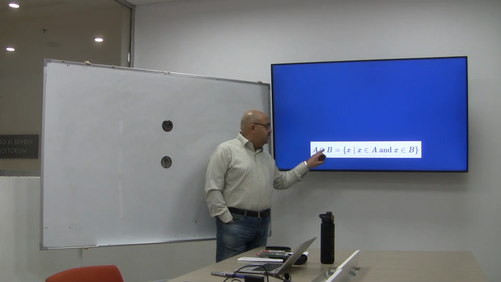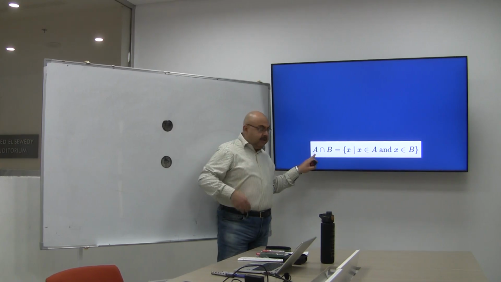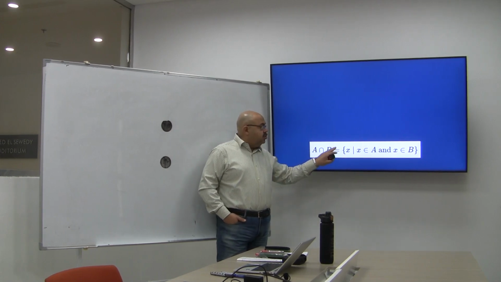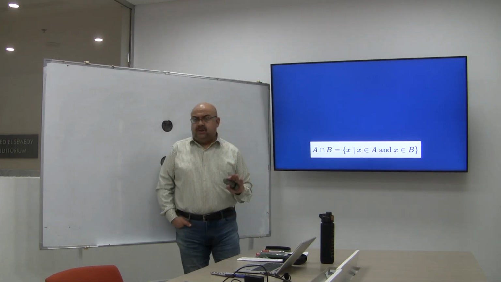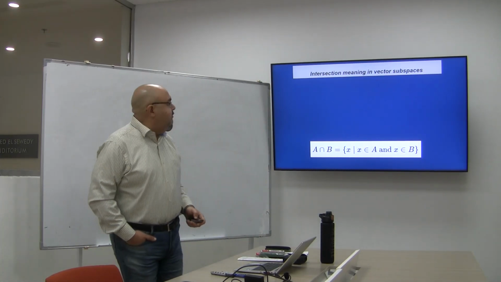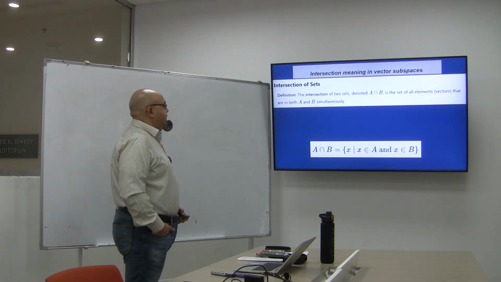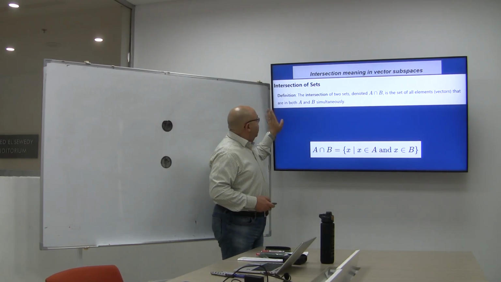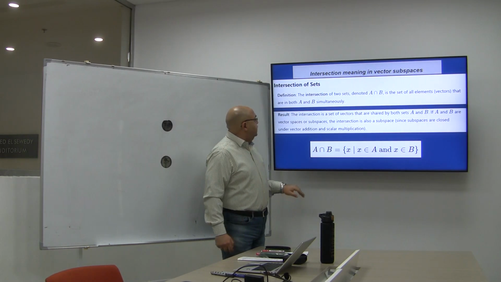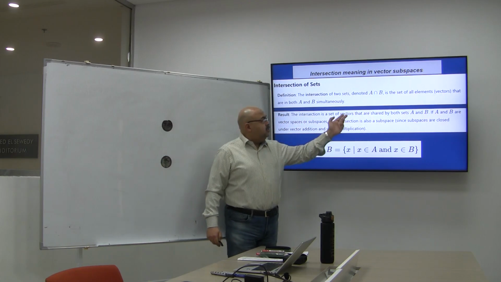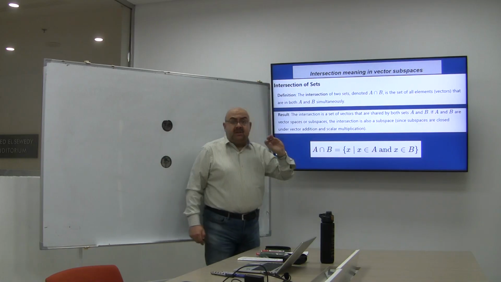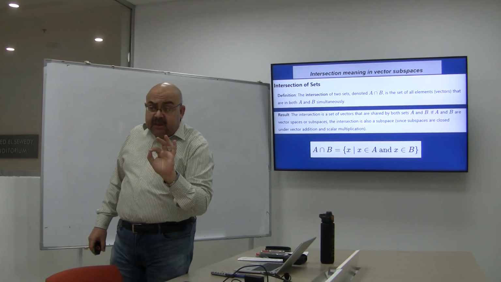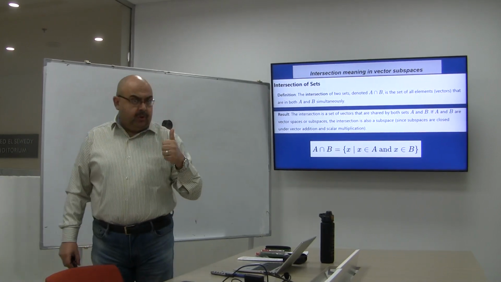Once we say A intersection B, A is supposed to be a subvector space and B a subvector space of a certain vector space. It represents all the elements shared between both of them, so it is the vectors that exist in both subvector spaces. The intersection is the set of vectors that are both in A and B simultaneously. Since it is a set of vectors shared by both subvector spaces, it is by itself a subvector space.